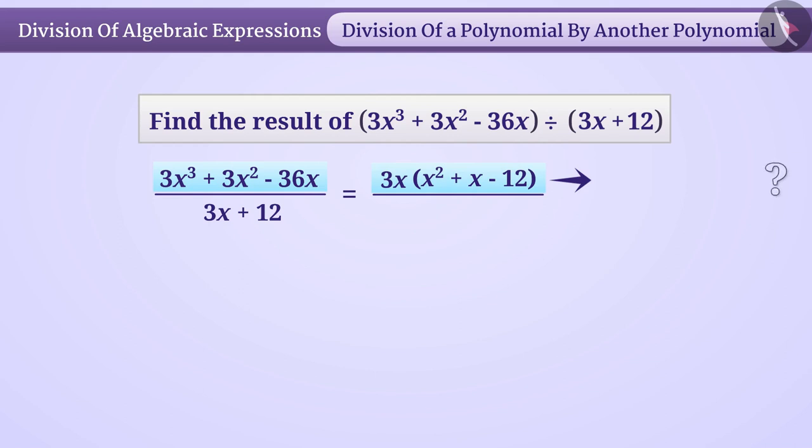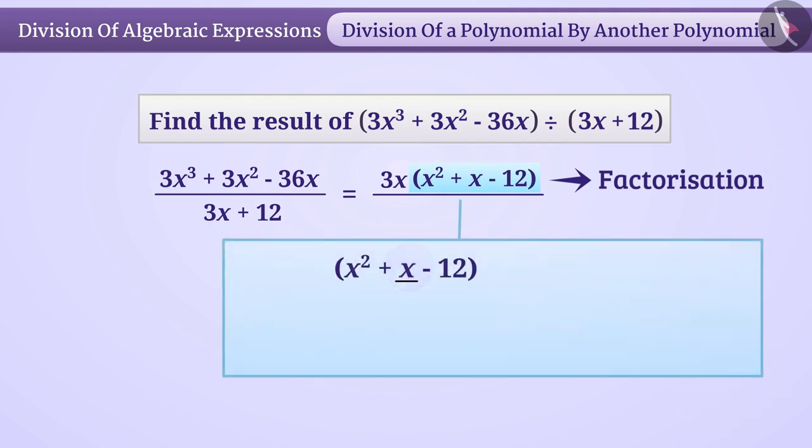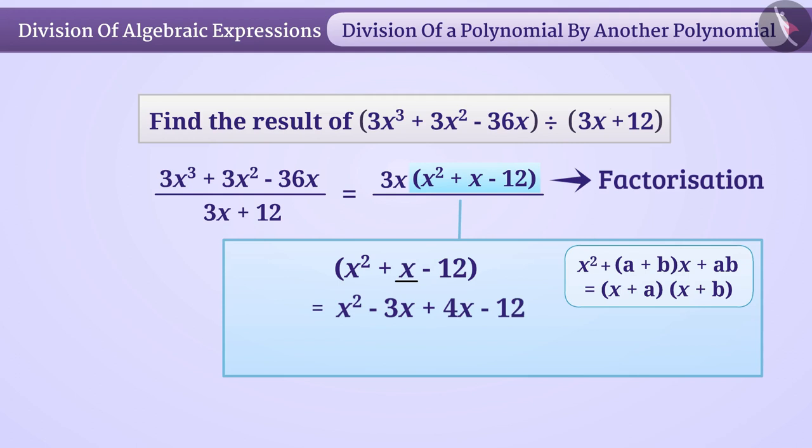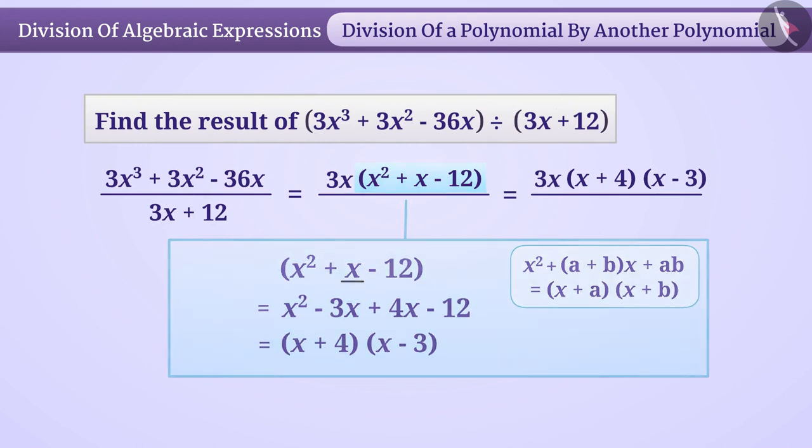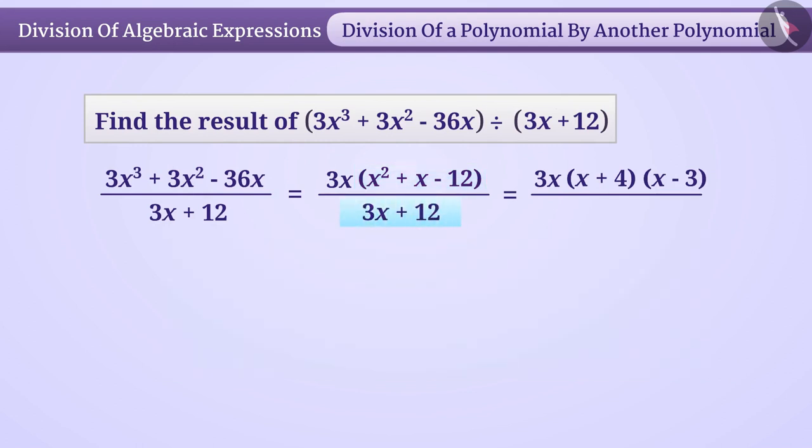Now, can you tell me what is the factorization of the polynomial x square plus x minus 12? Think. Let me tell you, we will split the middle term. That is, we will use this identity. Here, by splitting the middle term, 1x, in this way, we can find the factors of this expression as (x minus 3) into (x plus 4). Now, we can write it as. Similarly, we can write the denominator in the form of factors as 3 into (x plus 4).